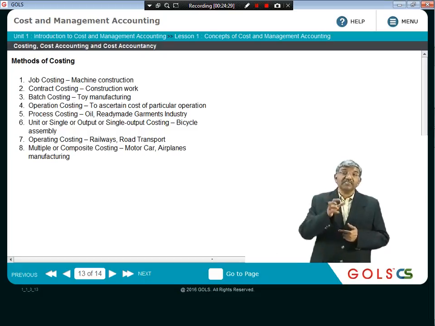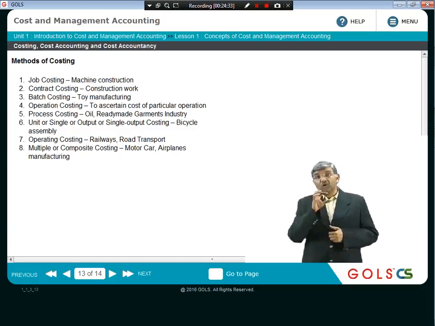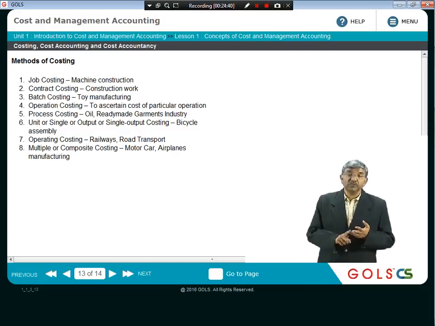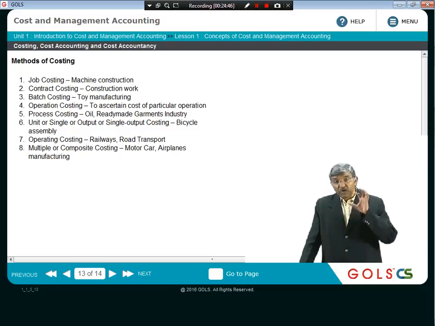Operation costing is related to the ascertainment of a particular operation, whereas operating costing is related to the service industry: railways, road transport, hospitals, hotels. Over there you are providing the services. So in relation to that service, how to calculate the cost?